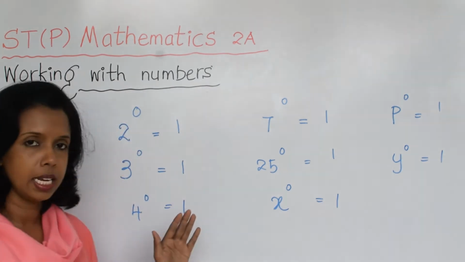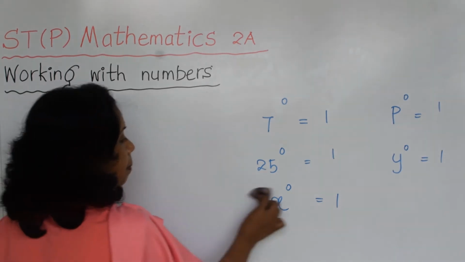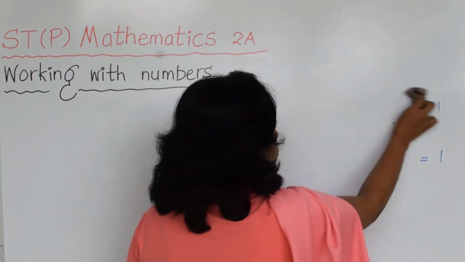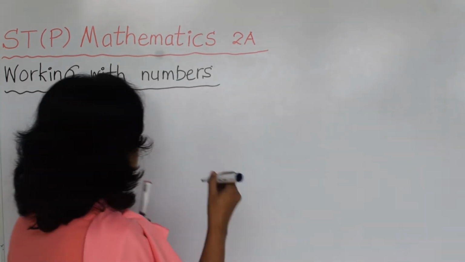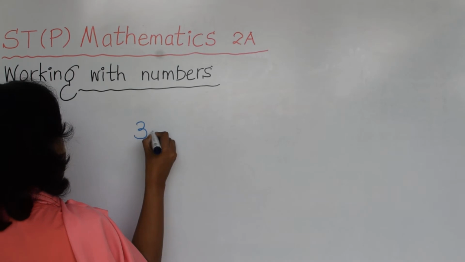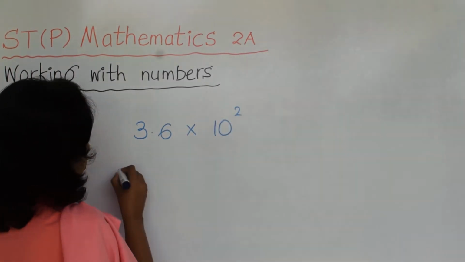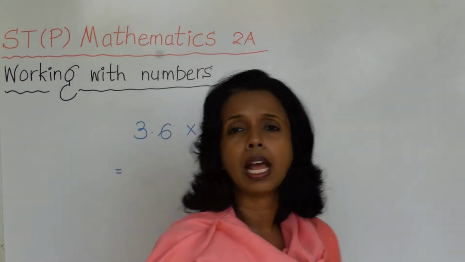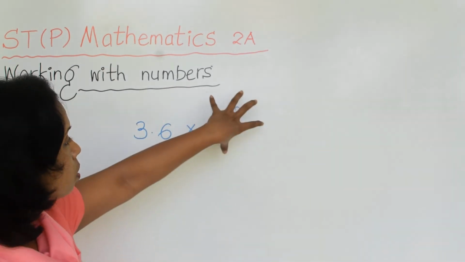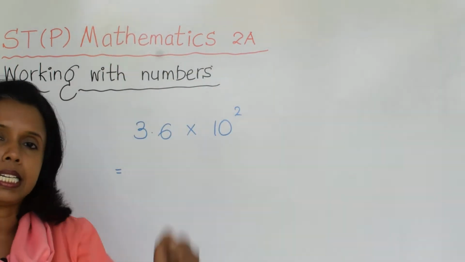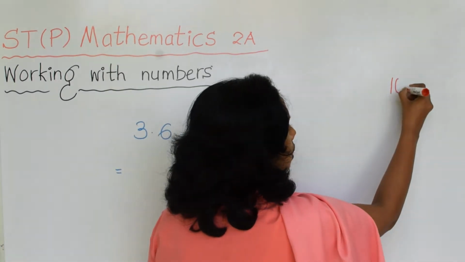Having this knowledge, we'll move to the examples you have in your textbook. Right, children, 3.6 times 10 to the power 2. Now you want to find the value of this. How can you find? Tell me. So first of all, you want to solve this index part. How can you do that? 10 to the power 2 means what, children?